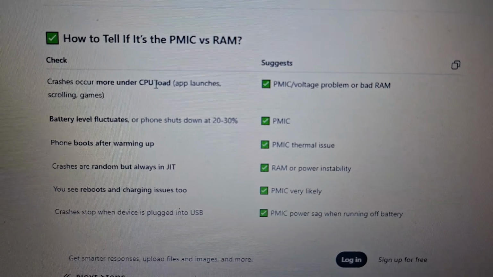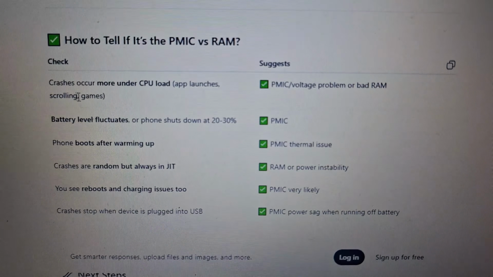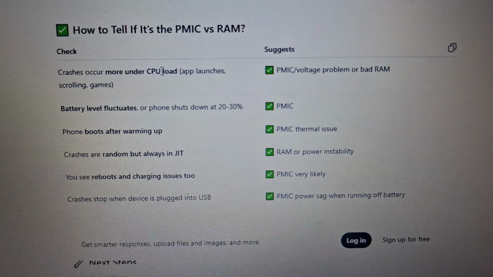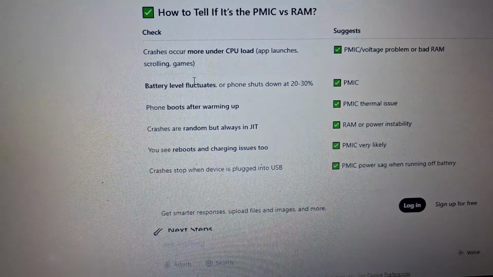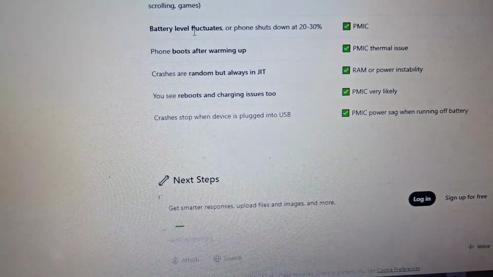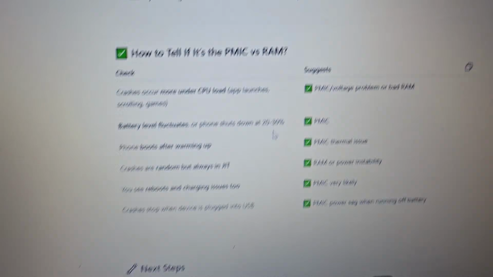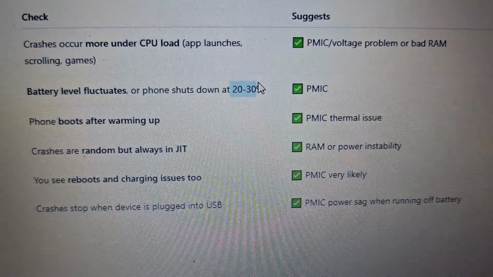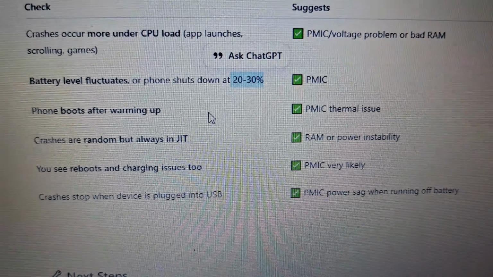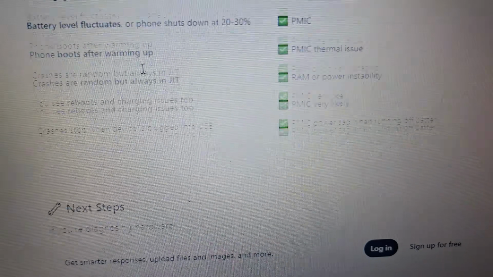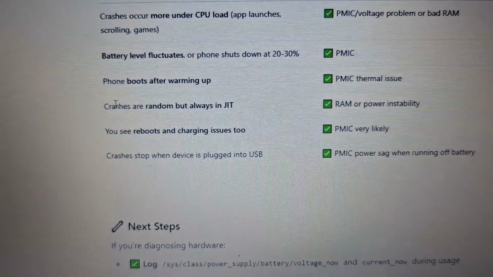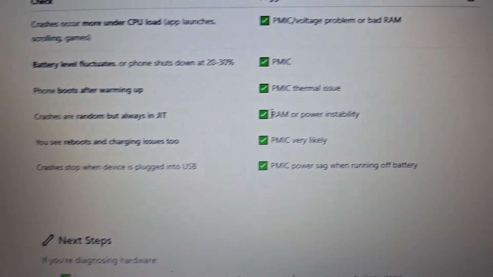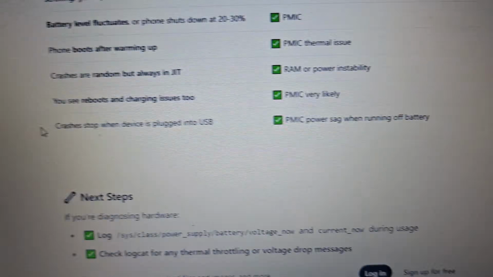Crashes happen because of CPU load in apps. Yep, that's true. I usually load apps and heavy games, and that Volume Shader app that has that colourful cube has struggled to load, so that's the case. Battery level fluctuations or phone shuts down. That's actually not the case. The phone has never shut down around that percentage, ever. Phone boots after warming up. No, that hasn't happened. Crashes are random, but always in JGP. Yep. Yeah, that's definitely it.